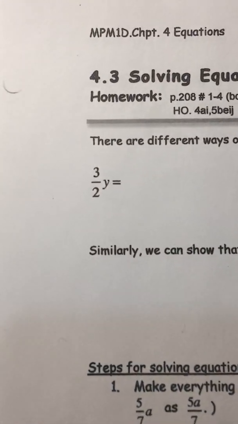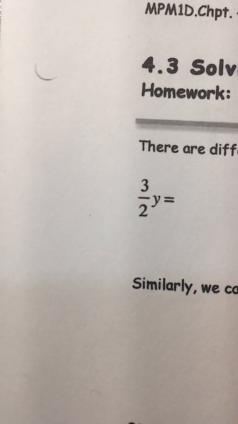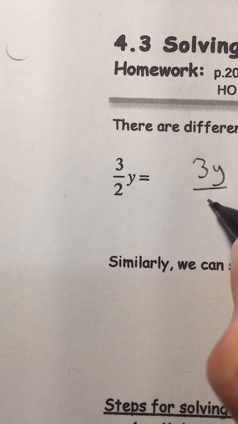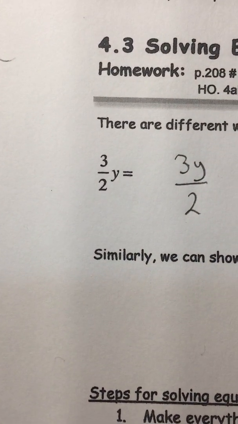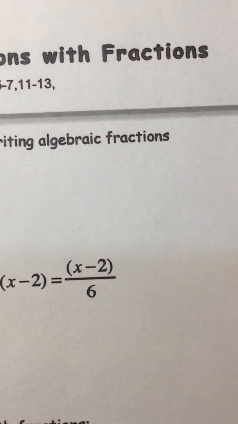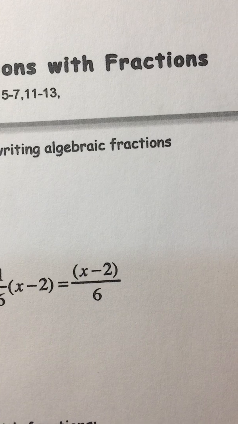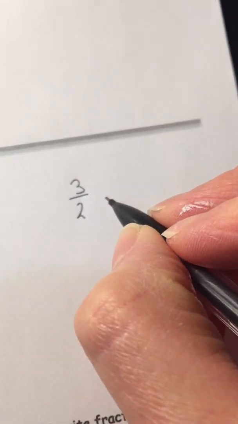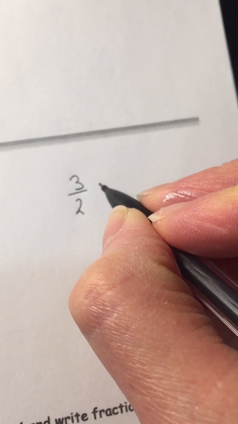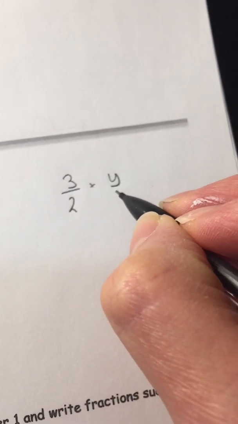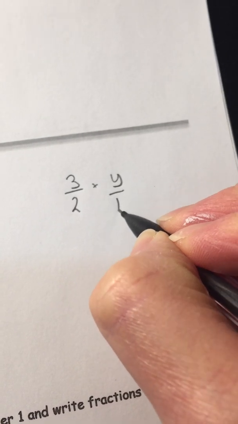So here's the first way, 3 over 2y. You know that that could also be written as 3y over 2. You could extend the fraction bar. If you're not sure why that's true, if you have 3 over 2y, that's the same as 3 over 2 times y. And y, if it was like a number like a 5, and you want to multiply it with another fraction, you put it over 1.